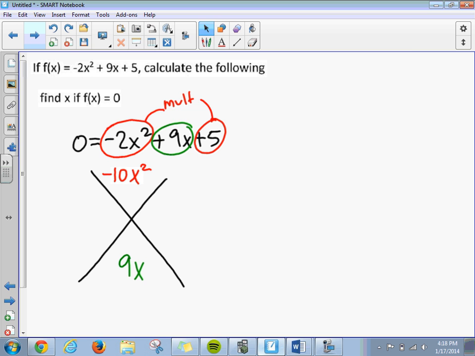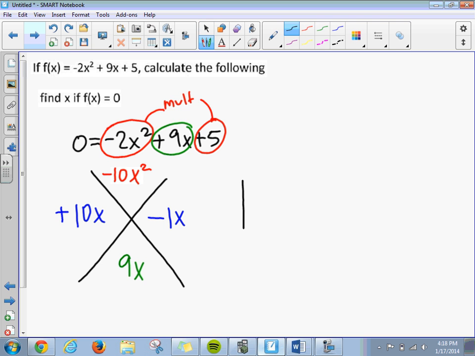So we know that when we're multiplying to get a negative, in order to multiply to a negative, we're going to need one positive number and one negative number. So we're looking for the positive to outweigh the negative. So we're looking at 10x and negative 1x. So we can plug that back into our box.